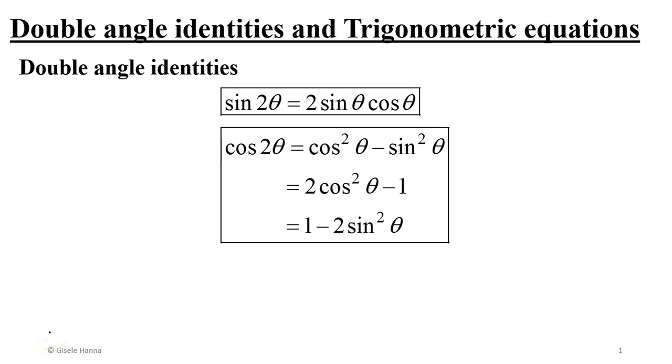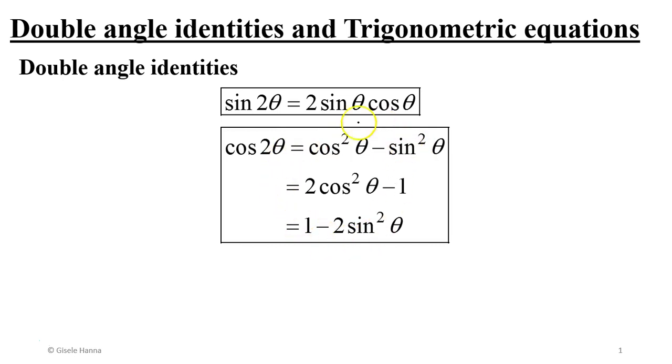Now in this video, we're going to go through double angle identities and trigonometric equations. So let's just start with the double angle identities of sine and cosine. Now we have that sine 2 theta is equal to 2 sine theta cosine theta, and cosine 2 theta by definition is cosine squared minus sine squared.